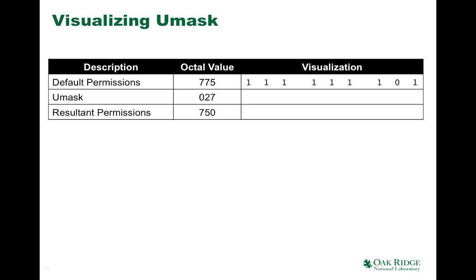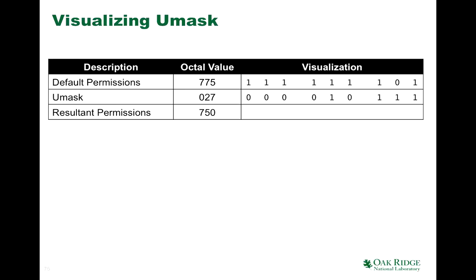So to step through a bit of an animation to see how it works, there's our default permission for whatever file this may be. The default permissions will be configured in some system settings, so you may not necessarily know what those are. And they will often change based on the type of file. Directories will have a different default permission than regular files. But in this example, we'll say our default permissions are 775. So that's represented in binary out to the right.